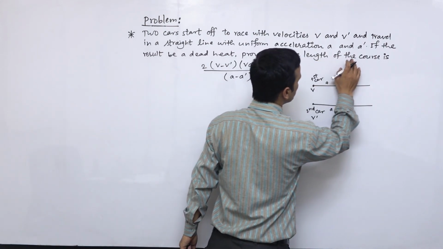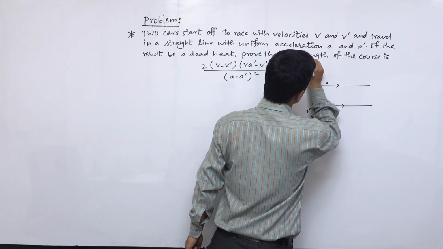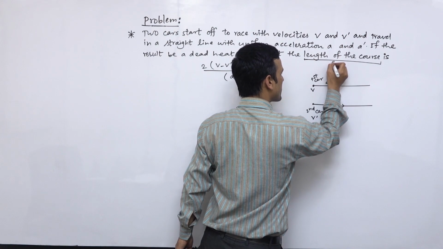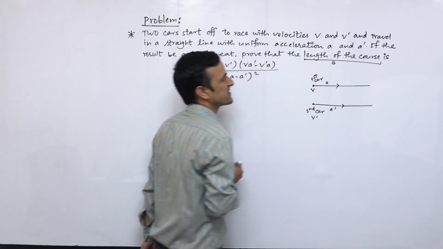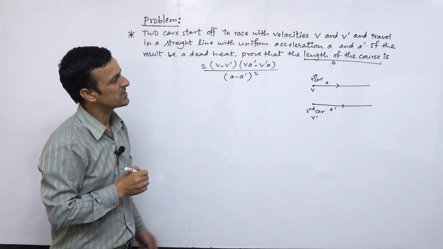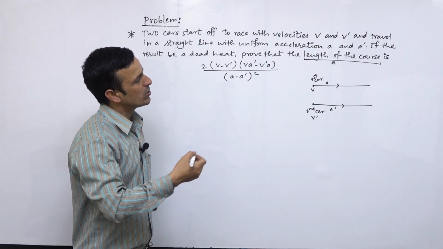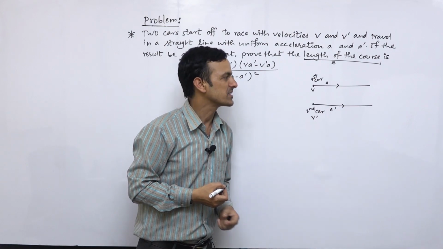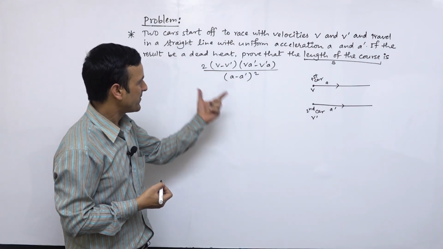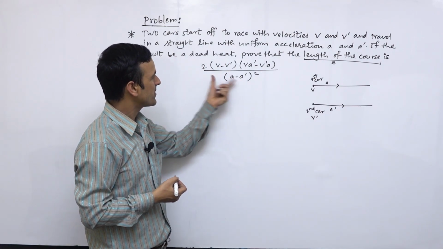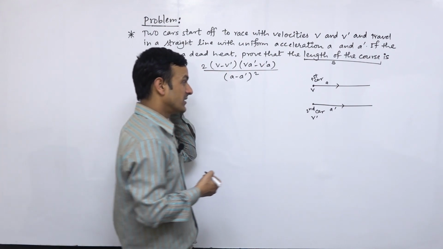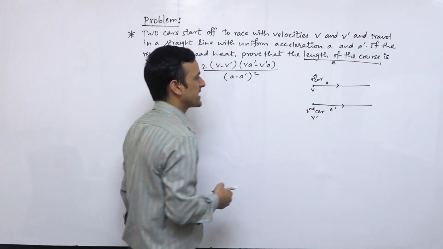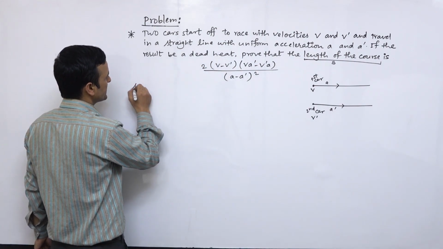Prove that the length of the course is... length of the course means it is s, the distance covered by them. So this is s. Length of the course means the distance both cars cover when they collide, and that is what we have to find. So this is the value of s, and we can find out the velocity for first car and second car. So let's write its solution.